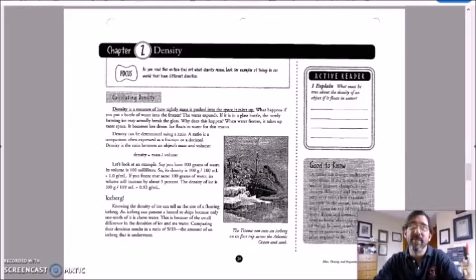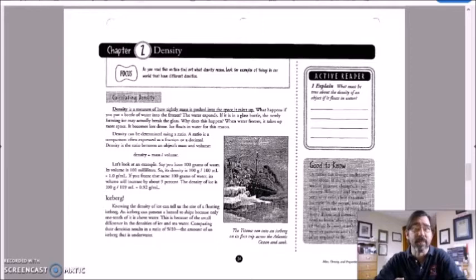Density can be determined by using a ratio. A ratio is a comparison often expressed as a fraction or a decimal. Density is the ratio between an object's mass and volume. Density is equal to mass divided by volume.